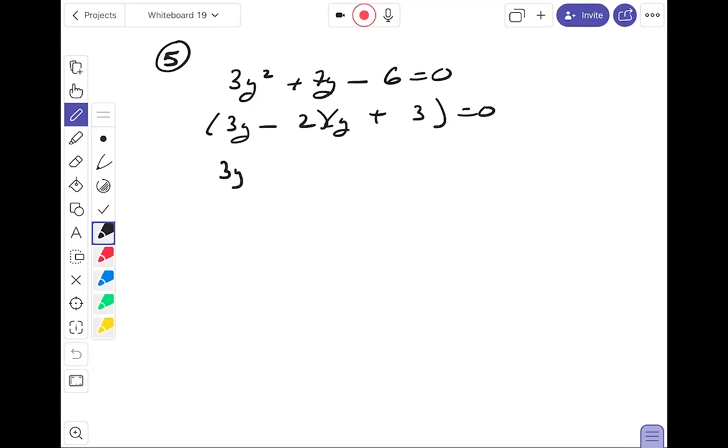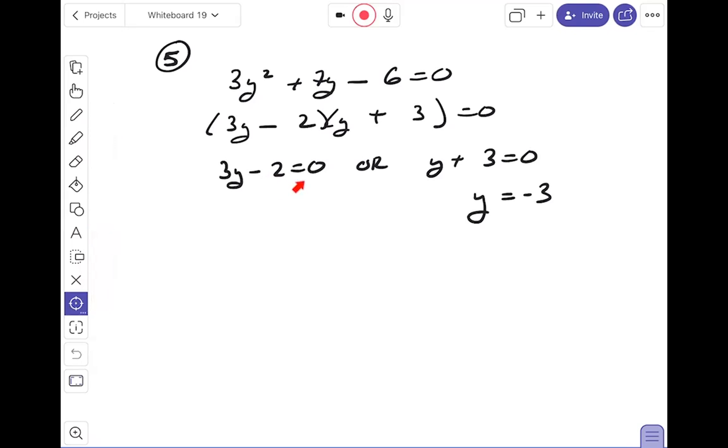So I'll write this down for you. 3y minus 2 is 0, or y plus 3 is equal to 0. The second equation is super simple to solve. First equation, add 2 to both sides, divide both by 3. What do you get? y equals 2/3.